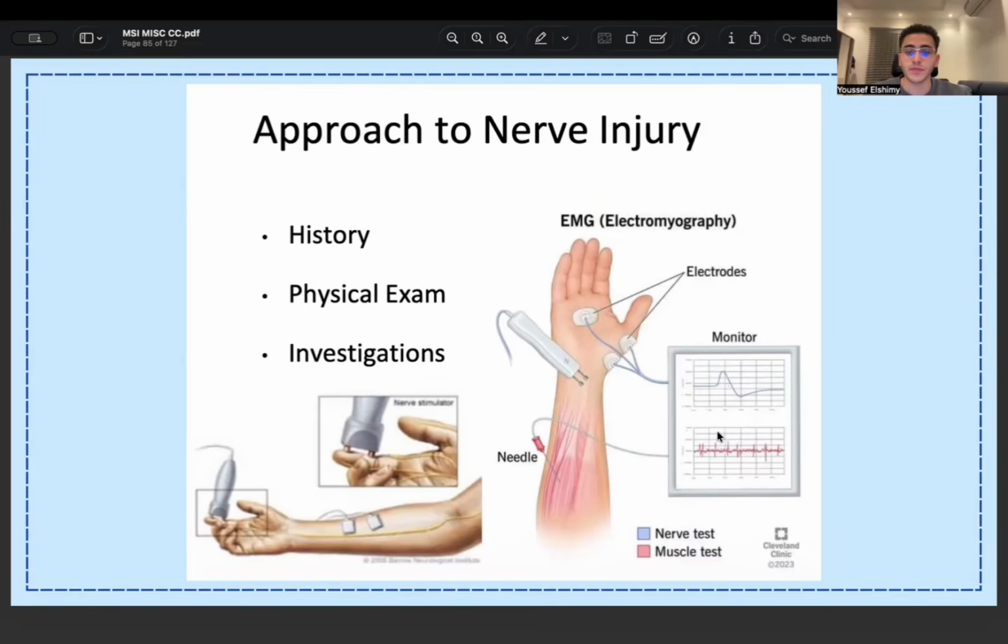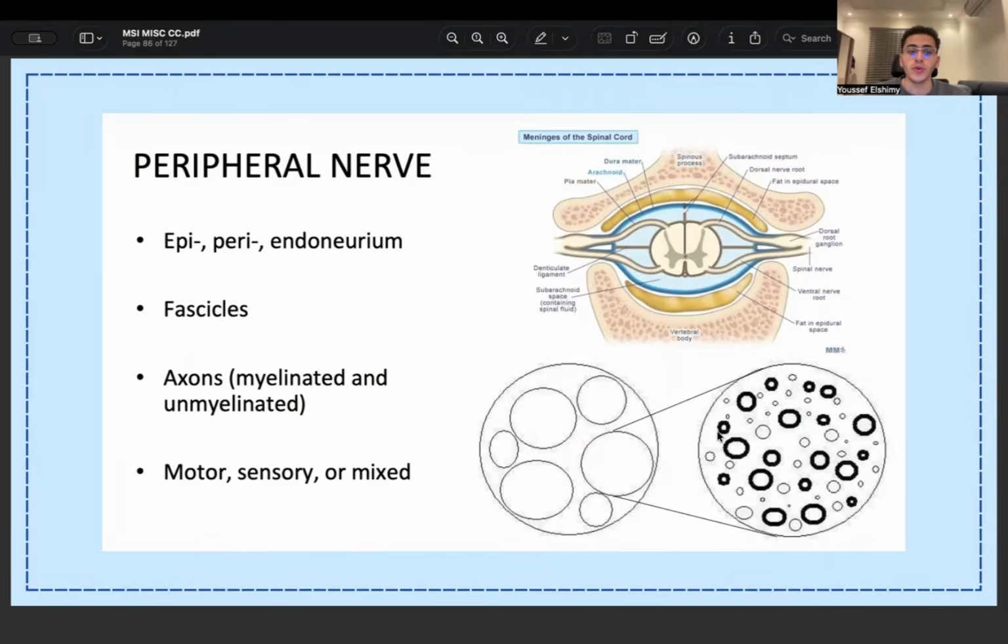muscle. Okay, so let's talk about the peripheral nerve because peripheral nerves are always involved in injuries. So let's talk about the basics. We have myelinated axons and unmyelinated axons. So the dark black circles are the myelinated axons, and those other circles are the unmyelinated axons. All of these are grouped into fascicles. So this is a fascicle, okay?